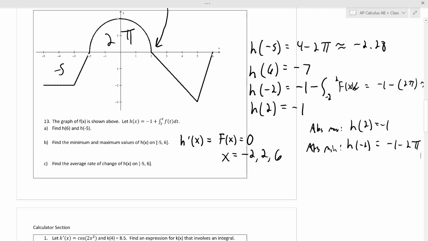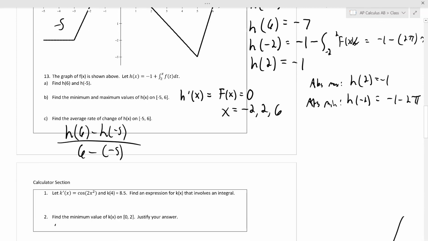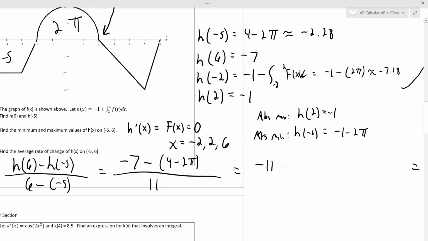Okie. And then C says find the average rate of change of h from negative 5 to 6. That is h of 6 minus h of negative 5 over 6 minus negative 5. Okay, and we found those values. Like h of 6 was negative 7, so just plug into this. Negative 7 minus h of negative 5, which is 4 minus 2 pi, over 6 minus negative 5, which is 11. So this is negative 7 minus 4 is negative 11 plus 2 pi, over 11.